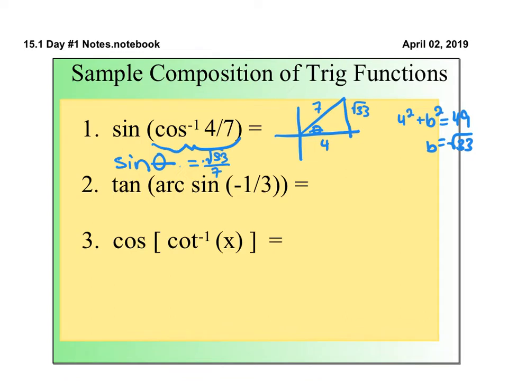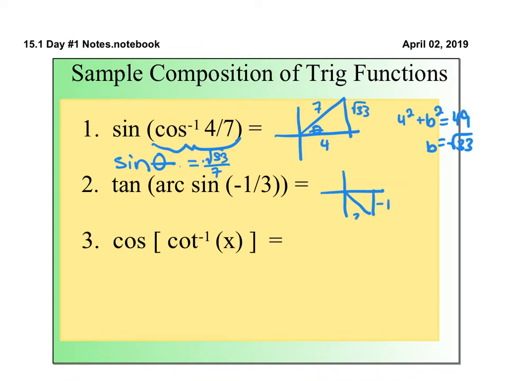Let's try it again. Arc sine, which of course means the same as inverse sine, of negative 1/3. So let's start by drawing that. So I have sine, negative must mean that it's in the fourth quadrant. Remember, it can only be in the first or the fourth.